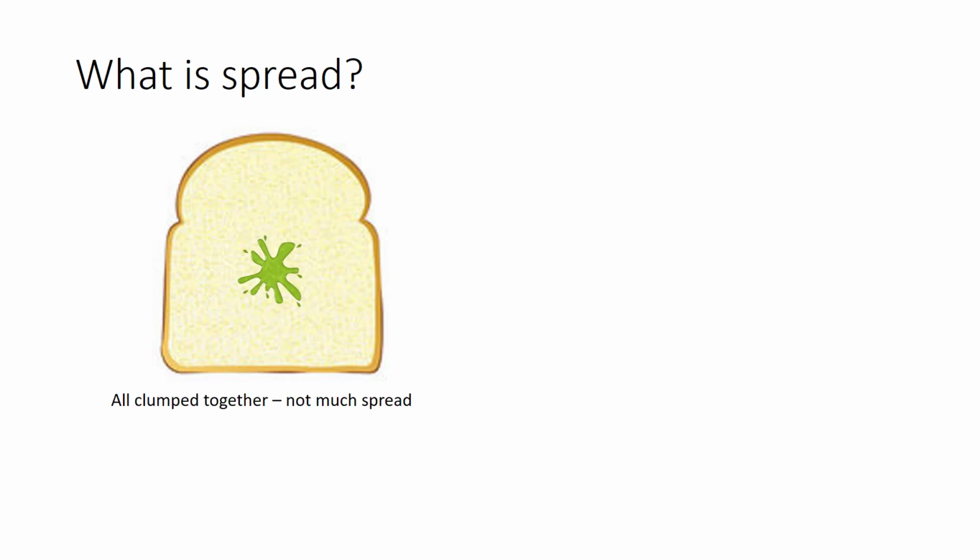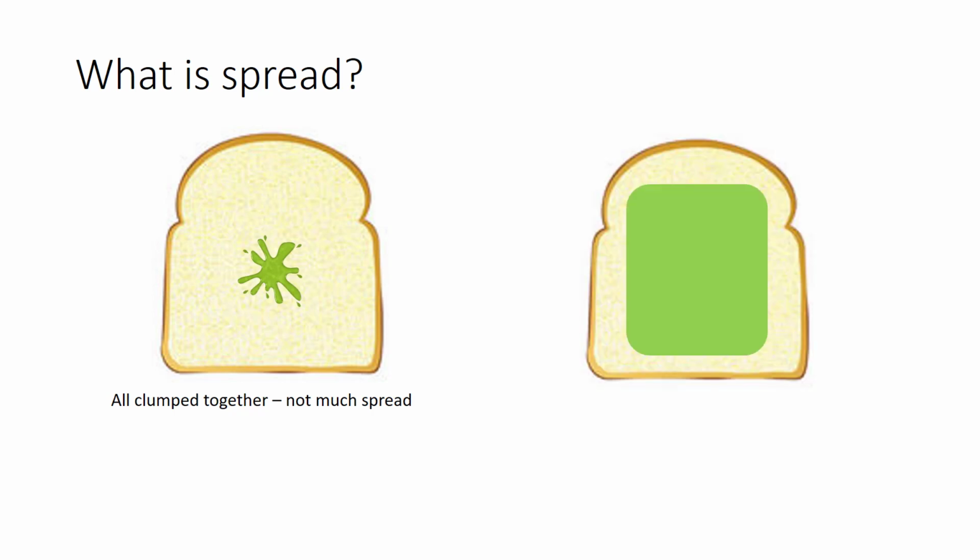So as you can see, the person making this sandwich just put a tiny dab in the middle of the sandwich. So this spread is not very spread out. On the other sandwich, you can see that it's much more distributed and it covers much more of the surface of the bread. So there's more spread here and there's less spread here.